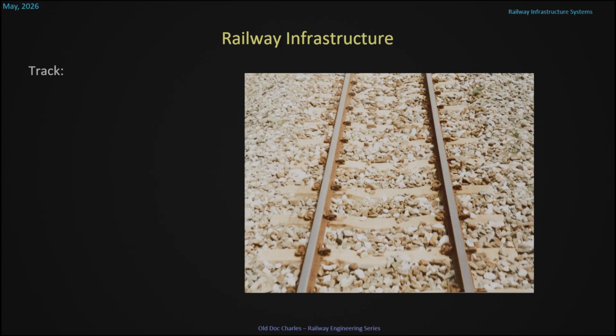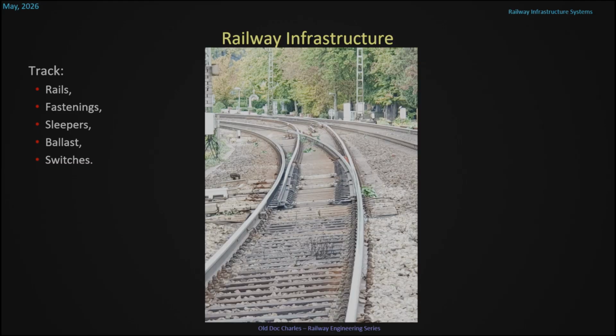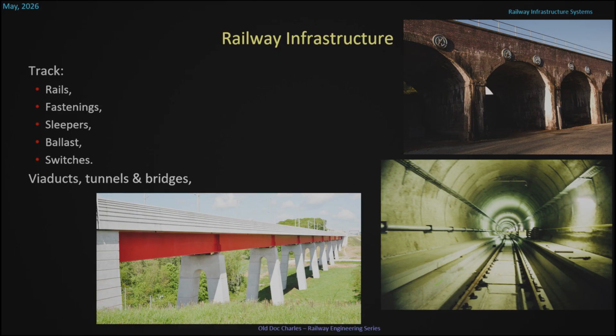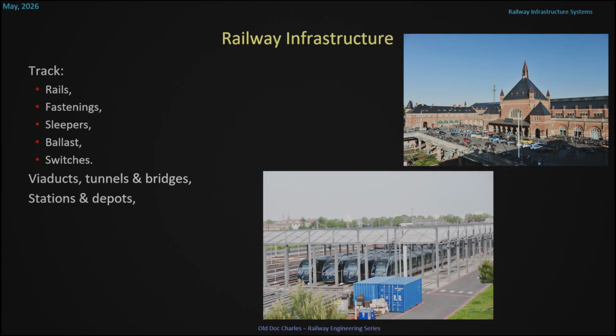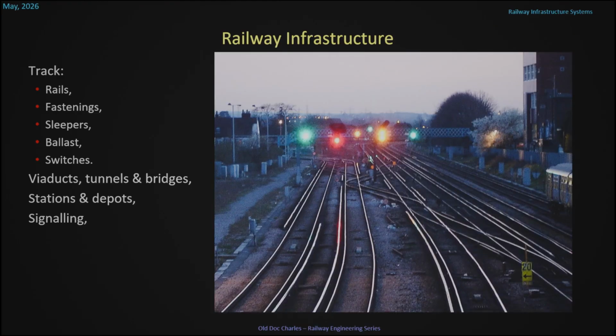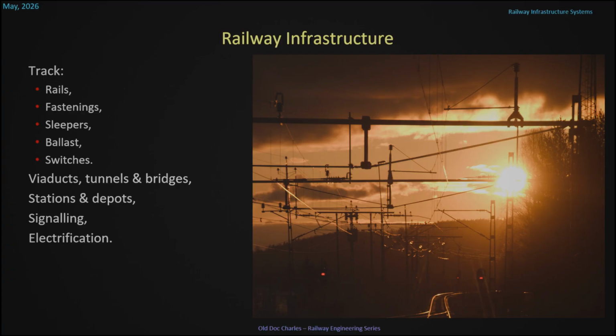And when we talk about the railway infrastructure, obviously, we think about the track, which includes the rails, the fastenings, the sleepers, the ballast, switches and crossings, otherwise known as S&C. We think about viaducts, tunnels, and bridges, and stations and depots, signaling, and you may need some electrification if you want to run electric trains.